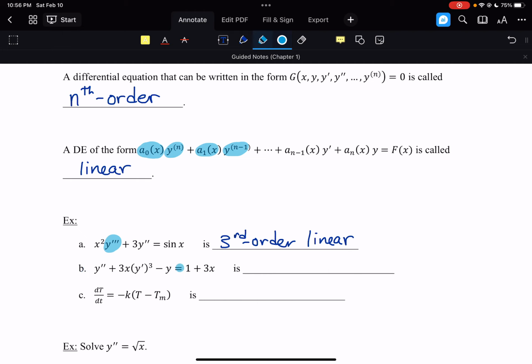Something like part B, so y double prime plus 3x y prime cubed minus y equals 1 plus 3x. The order would be 2, but because one of the derivatives is raised to another power, that makes it nonlinear. So this would be second order nonlinear.